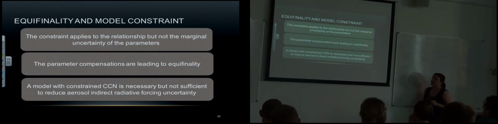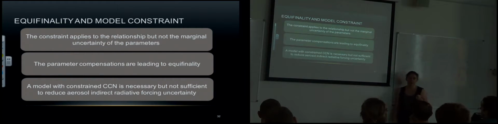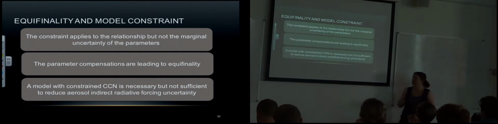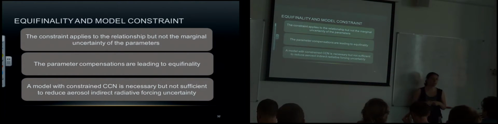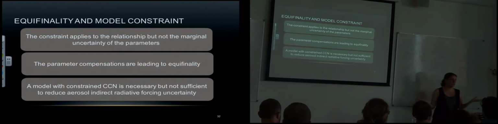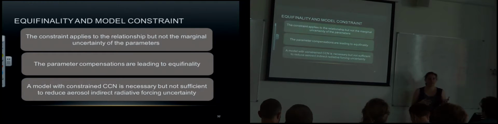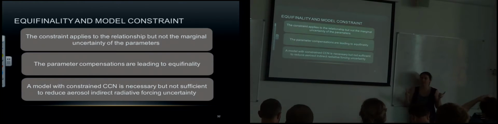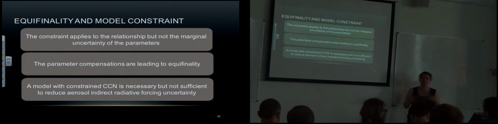The parameter compensations are leading to the equifinality, and how we reduce that, I don't know. But learning the CCN from a top-down approach is not helping. Okay? And a model with constrained CCN is necessary, but it's not sufficient. You need a model that does CCN correctly, otherwise you wouldn't believe it at all. But that doesn't help reduce this aerosol indirect radiative forcing, and that's why that bar is not reducing. Okay, we're learning a lot more about the CCN, but that is not telling us about the forcing in the way that we thought it was.